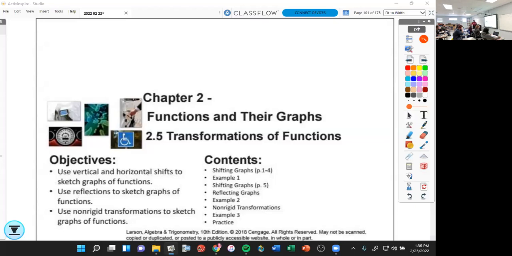We're going to do vertical, horizontal shifts. We're going to do reflections. We're going to actually talk about reflecting across the x-axis and the y-axis. And then, of course, the non-rigid transformation, which is stretching and compressing.